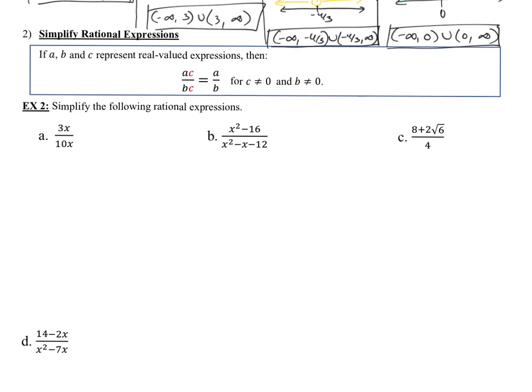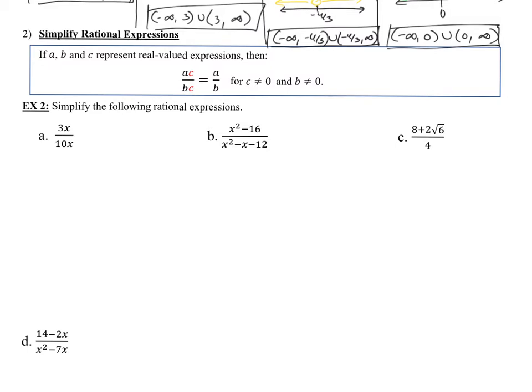Alright, so objective 2, simplify rational expressions. So we have this definition here. If we have a fraction of two real numbers, what we can do is multiply, or we can cancel out the same value there, and we'll be left with that fraction. So if there's something that is the same in the top and the bottom, you can cancel them or simplify your fraction. Alright, so that's our plan. We want to simplify. If we can find something in the top and the bottom that we can cancel, we've simplified. Let's look at 3x over 10x.